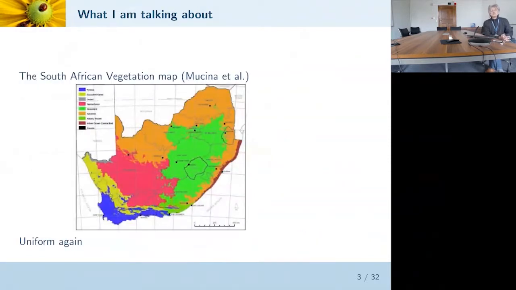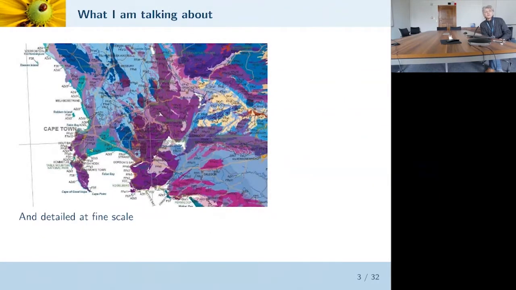Here's another example, the South African vegetation map. It has just nine vegetation types, and each vegetation type is shown in one color, as if it's a uniform quantity. But if you zoom in, you see extremely fine detail, and if you go to more recent versions of the map, areas that are solid color here also become more detailed. So the idea is that as you zoom in, you keep seeing more detail.